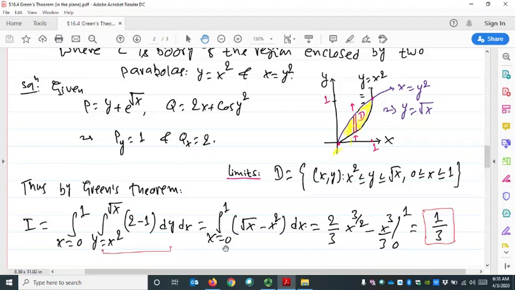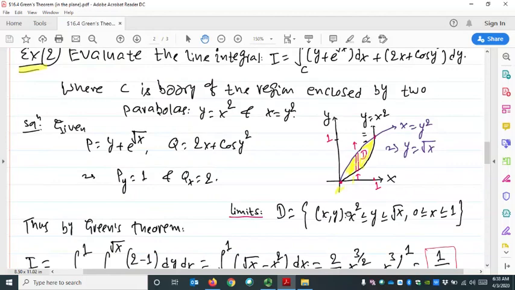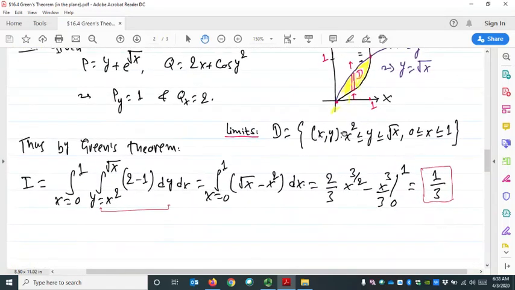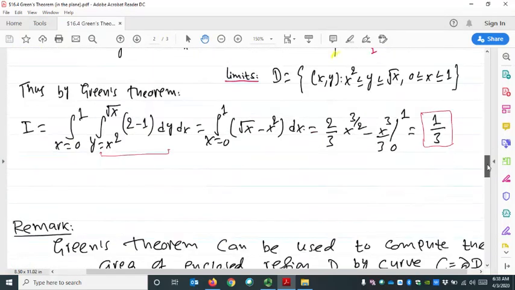And evaluate this integral first with respect to y. So write down the x integral as it is. 2 minus 1 is 1. This is a constant, pull it outside. Then the integral of dy with respect to y becomes simply y. Put y equal to the upper limit minus the lower limit, which is radical x minus x square, times dx. Then integrate with respect to x from 0 to 1 and simplify. This gives you 1/3. So we found the line integral of example 2 as 1/3. Now let's move on.